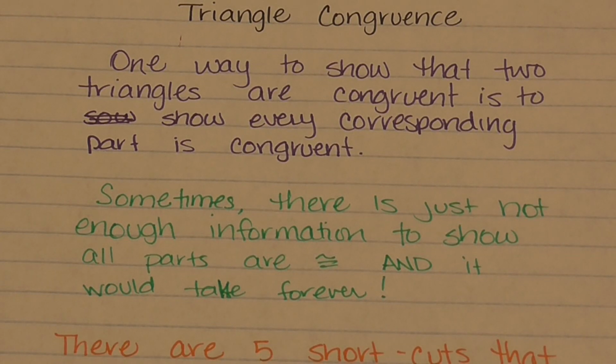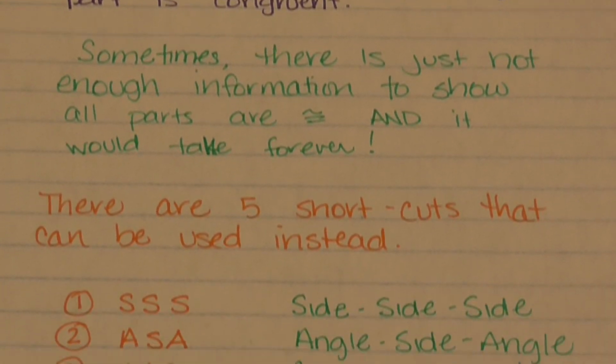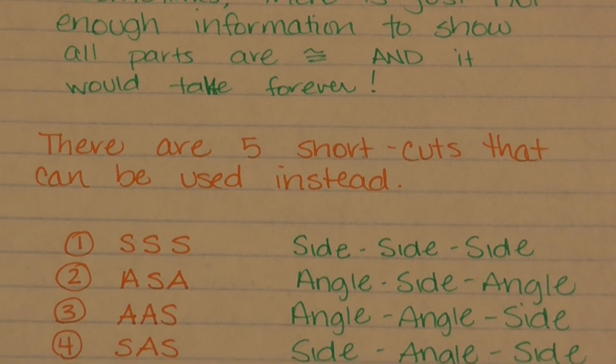Alright, so we're going to continue with triangle congruence. So one way to show that two triangles are congruent is to show that every corresponding part is congruent. Sometimes there's not enough information to show that, and also it could take forever because you're talking about 6 different sets of parts. So it turns out there are some shortcuts. There are 5 shortcuts that can be used instead.